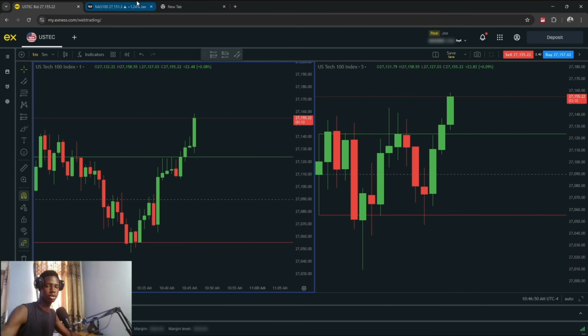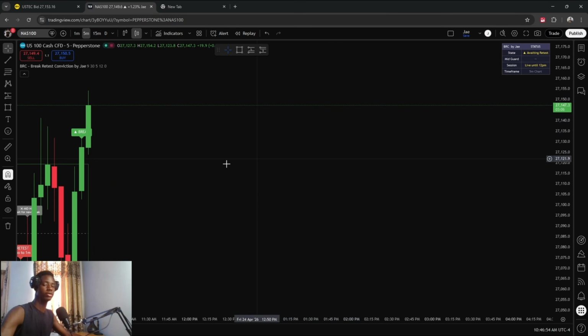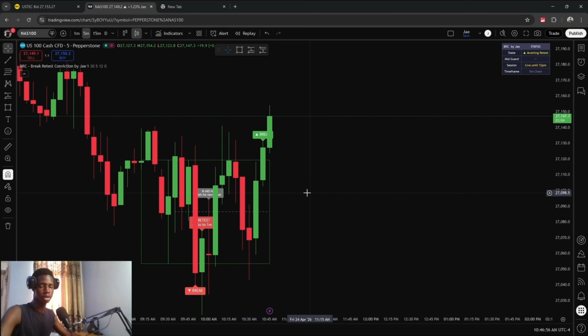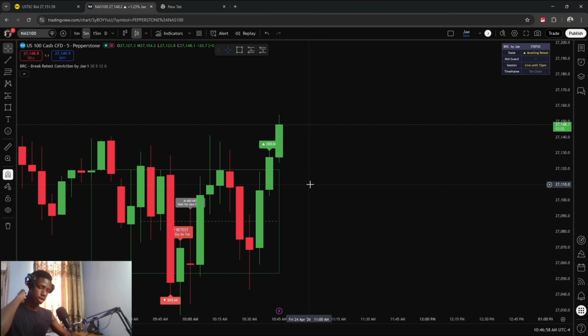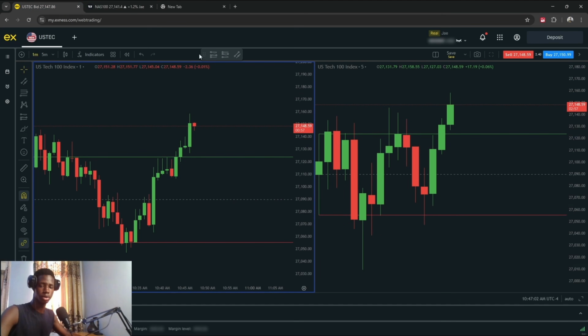All I'm waiting for now is a retest. We have the retest. As you can see on the 5-minute time frame, the indicator is already telling us that we have a break. So all I need right now is a retest, and then look for a trade back up.